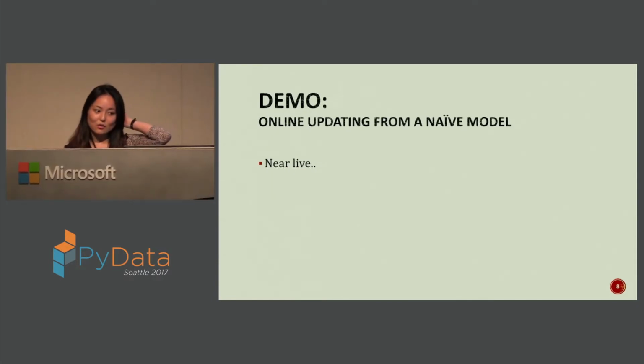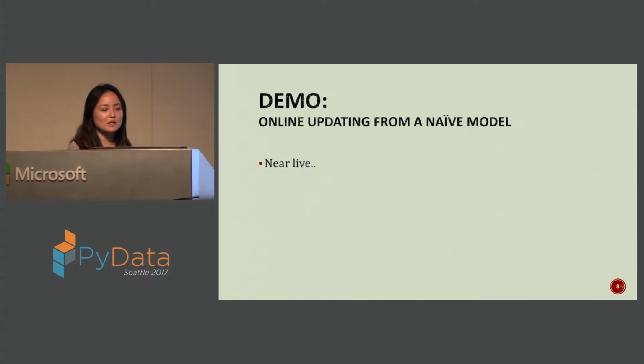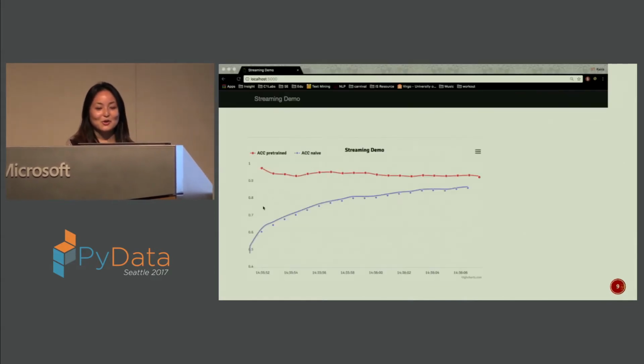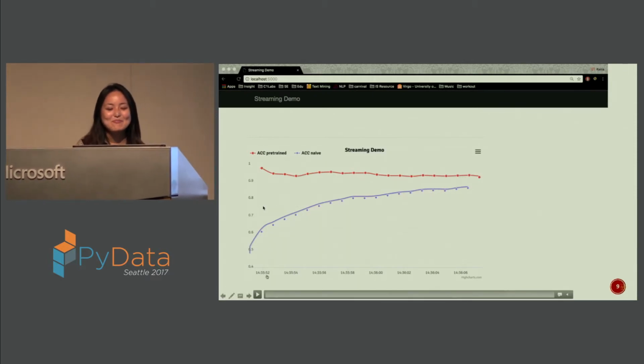So I have a quick demo of how online updating will look for you. Let's say you deploy a naive model that does a 50-50 guess, but as the online updating keeps happening, you can see the model accuracy improve. I wanted to do a live demo, but I have this fear that live demos never work, so I just recorded it to make sure everyone can see it.